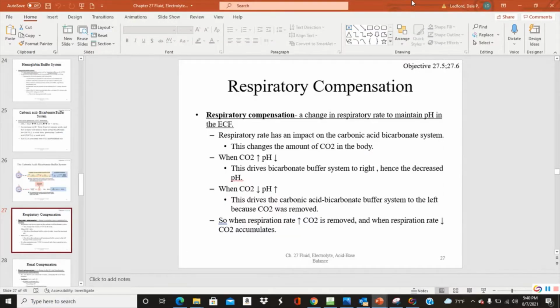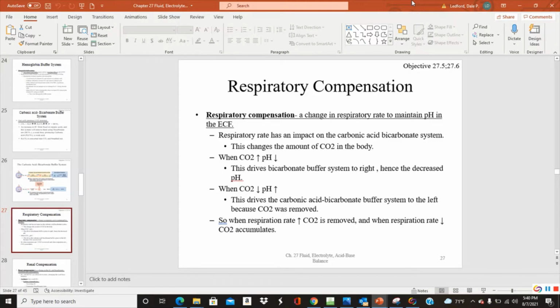Welcome to part 2 of chapter 27, fluid and electrolyte acid base balance. Where we left off last class is we had just discussed the types of buffer systems. Now, what we're going to go into is the foundations for understanding the diseases of acid base imbalance, specifically that of respiratory and metabolic acid base disorders that I want to discuss.